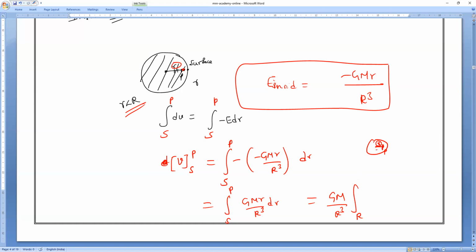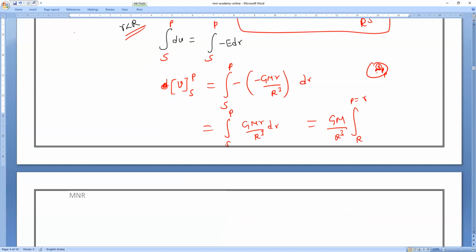Am I right or wrong? At this point I have to find it, so I can say P is equal to small r. Will you all agree with me? Inside, what is there? 1 by R cube into dr. Any problem? You can ask me. R cube I have taken out. What is remaining? Only r is remaining. So GM by R cube, and only the integration of r dr.